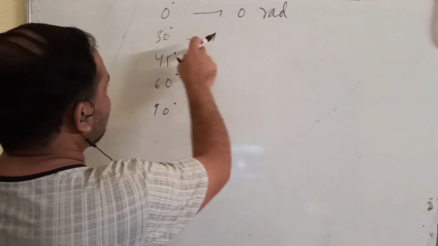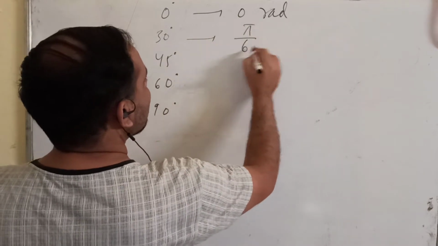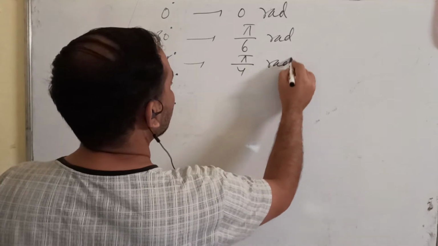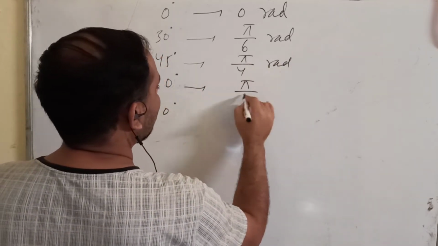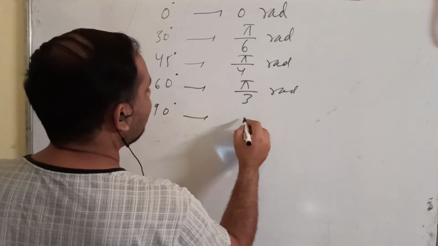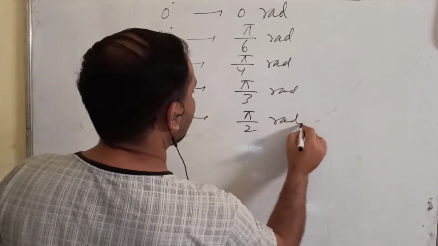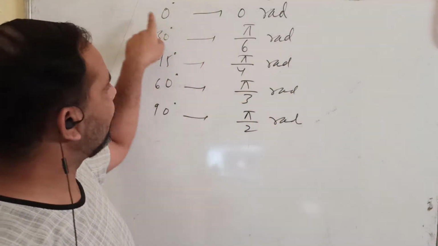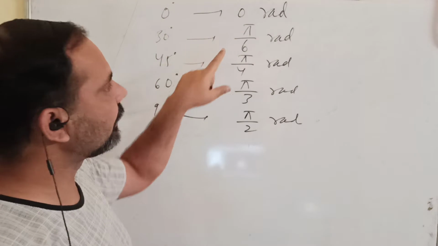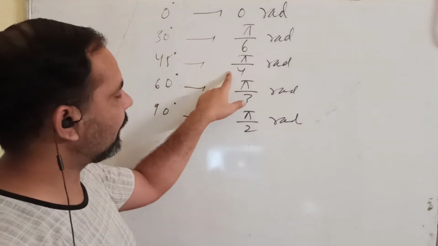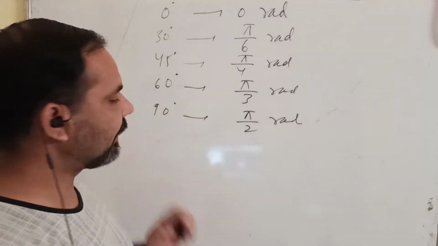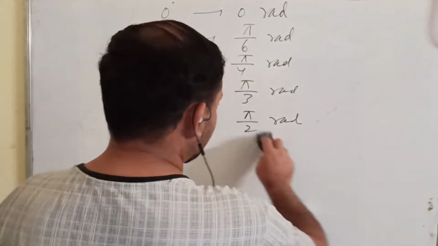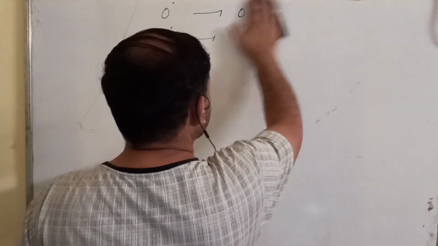Don't worry. Then 30 degree will be pi by 6 radian. 45 degree will be pi by 4 radian. 60 degree will be pi by 3 radian. 90 degree will be pi by 2 radian. So with the help of that formula, you can convert these angles and you will get like this: 0 degree, 0 radian, 30 degree, pi by 6, 45 degree, pi by 4, 60 degree, pi by 3 and 90 degree, pi by 2. Now I move on to the next section, which is the most important part that I am going to discuss now.